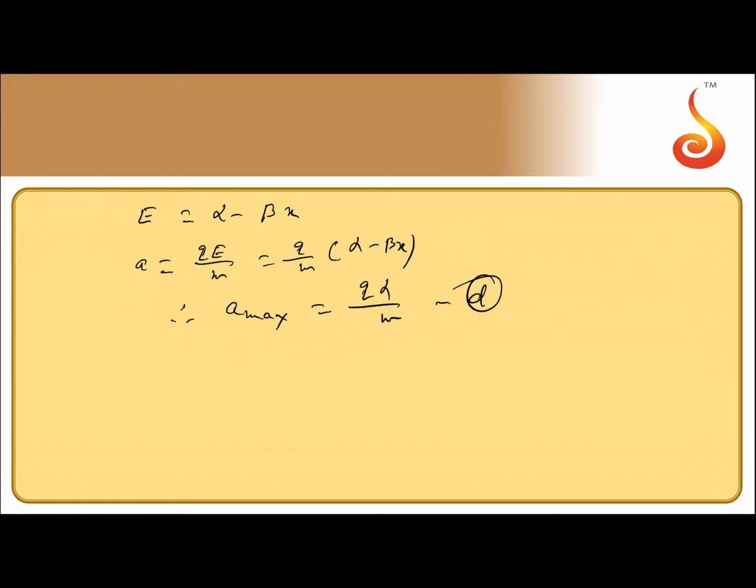Now acceleration can be written as v dv by dx is equal to q by m. So v dv is q by m times the field. So v square by 2.